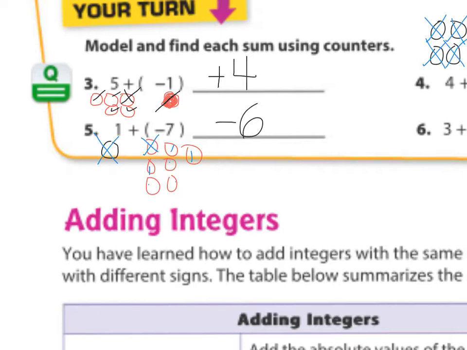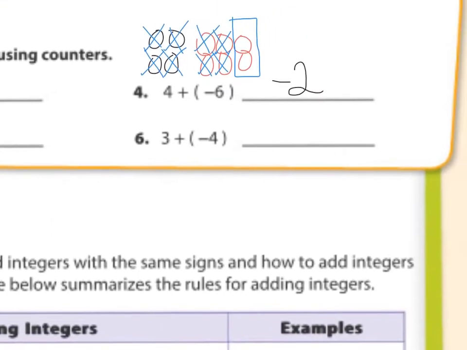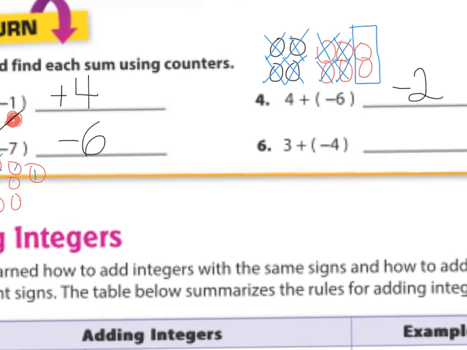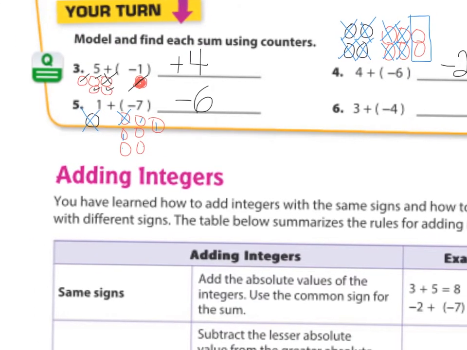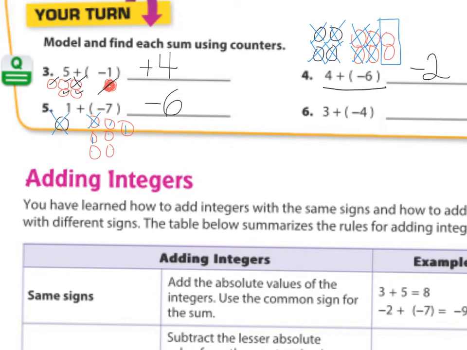And then number 6, let's do it without drawing the counters. Okay, let's look at a pattern here. 5, and then really all I have to do is subtract 1, and I get 4. Over here, 6 minus 4 is 2. That means I have 2 more negatives than I do positives. On number 5, if I want to know how many more negatives I have, we'll just subtract. 7 minus 1 is 6. So that's my answer, and I had more negatives than positives, so my answer is negative 6.